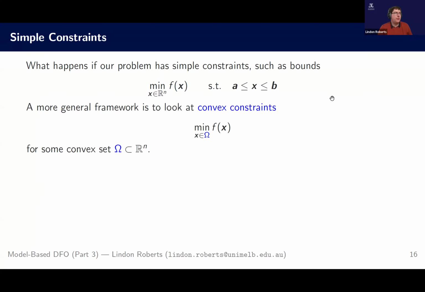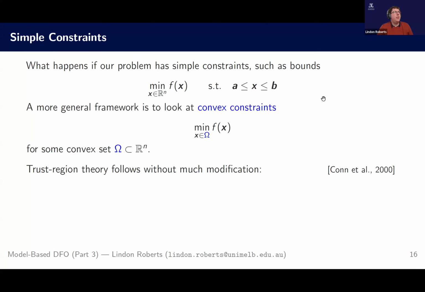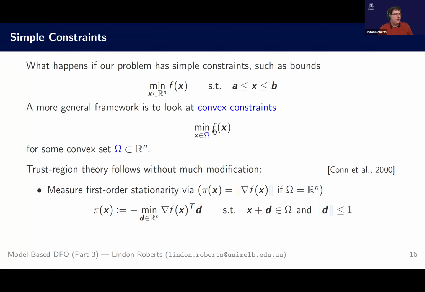More generally, the sort of framework that we can prove stuff about is where we've got a convex feasible set in Rn. So bounds, linear inequalities, these sorts of things. Fairly standard sort of results. There is standard derivative-based trust region theory for this setting. And there's not a lot of change you have to make to handle these constraints. The main thing you have to do is define a suitable measure of stationarity.